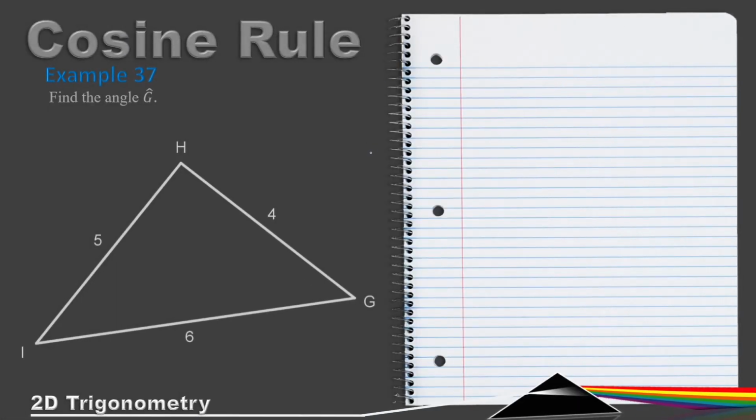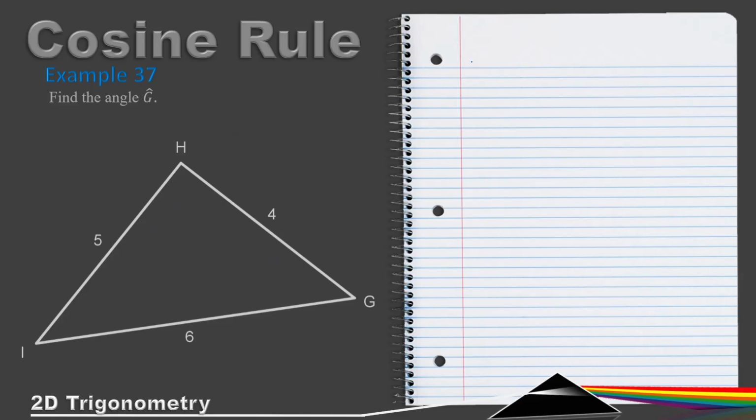Alright, now for the next type of question. In example 37, it says find the angle of G. So in this case, we are given three known sides, but we need to find the angle. Notice that if you have all three sides of any triangle, you can find any angle by using the cosine rule.